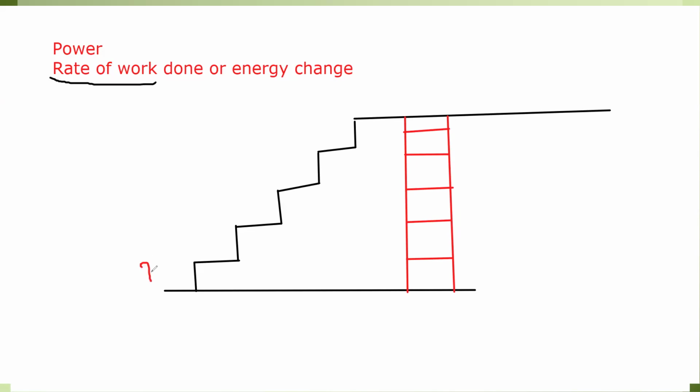For example, the weight of person A is 70 kilograms and the weight of person B is also 70 kilograms. They reach the first floor, one by using a stair, another one by using a ladder. The person who uses the stairs took 20 seconds to reach the top. The person who uses a ladder took 10 seconds to reach the top.